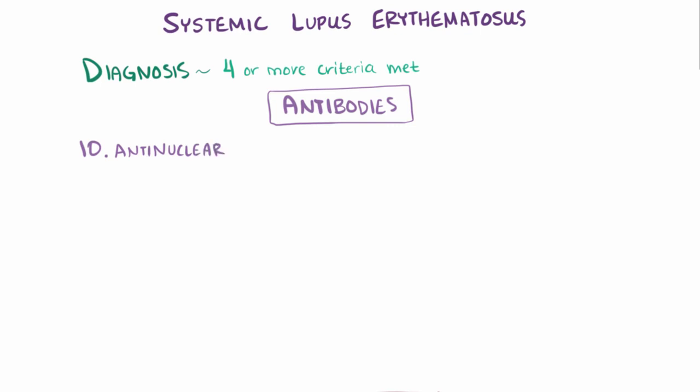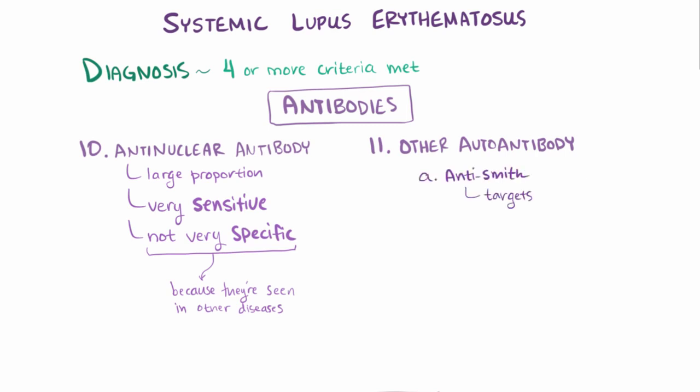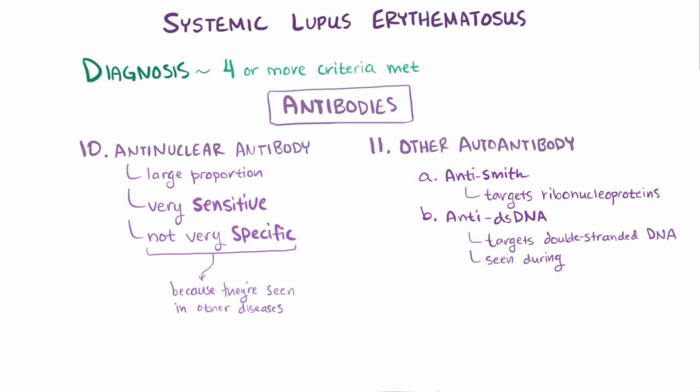The first one being anti-nuclear antibody, which we already went through. Now, a large proportion of patients with lupus have these, meaning this test is very sensitive. But this test isn't very specific, since these are also seen in other autoimmune diseases. Finally, they can have some other self-directed antibody that is an anti-nuclear antibody, which can be one of 3 types. It could be anti-Smith, which is an antibody against small ribonucleoproteins, or it could be anti-dsDNA, which is against double-stranded DNA, and is often seen more during periods of active disease. And these 2 are relatively specific for lupus.